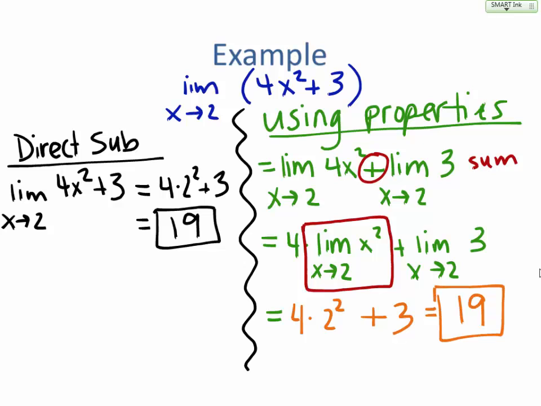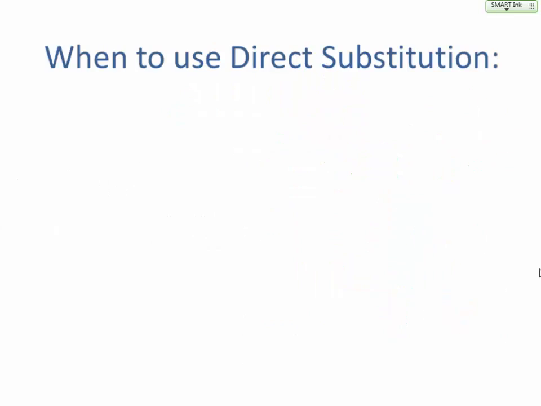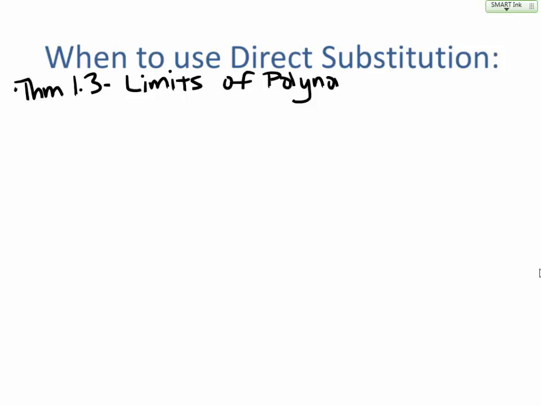Okay, awesome. We'll practice this a little bit more in class, but let's continue and talk about when we could use direct substitution. There's a few theorems in your text, namely Theorem 1.3, which talks about using direct substitution for limits of polynomial functions and rational functions. So limits of polynomial and rational functions.